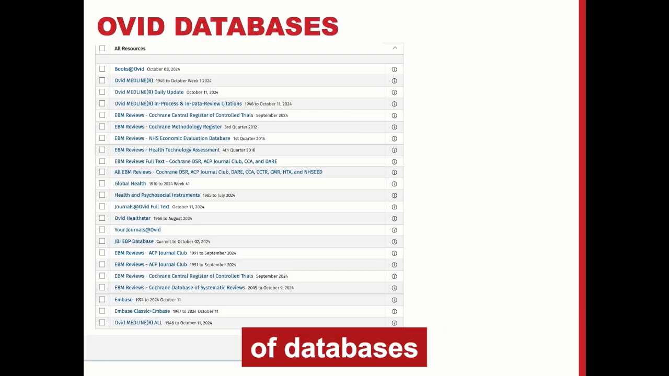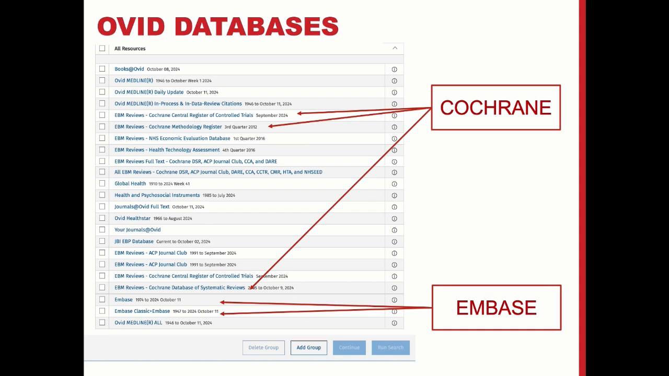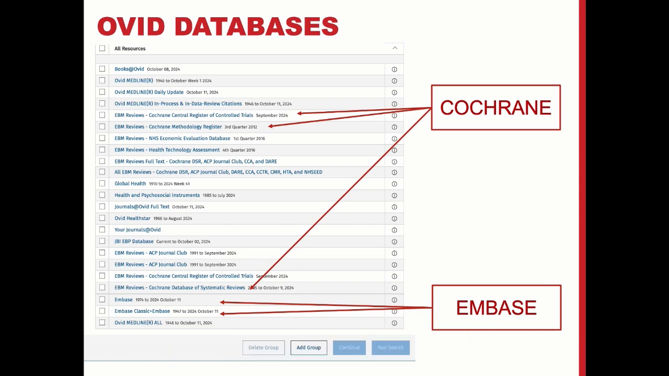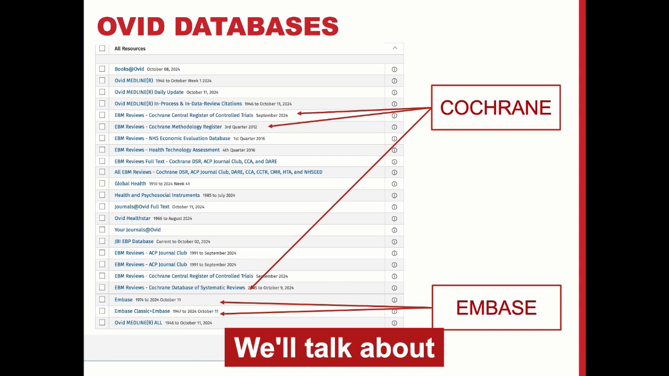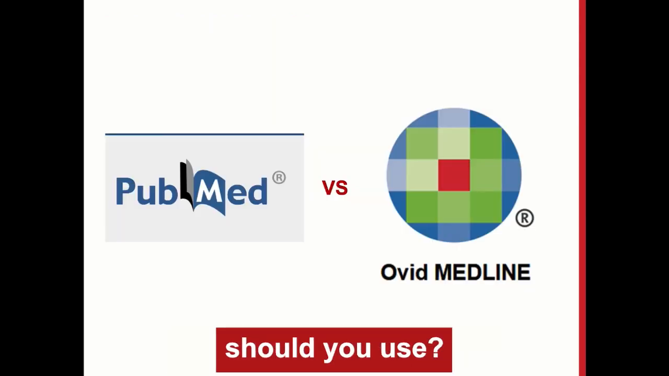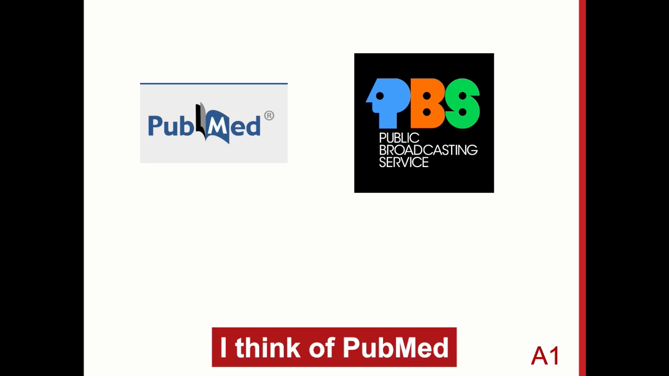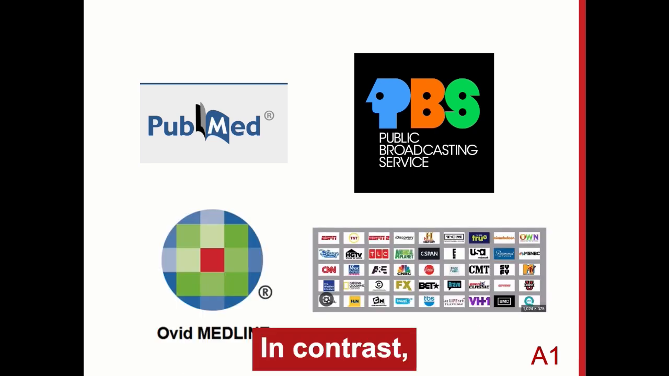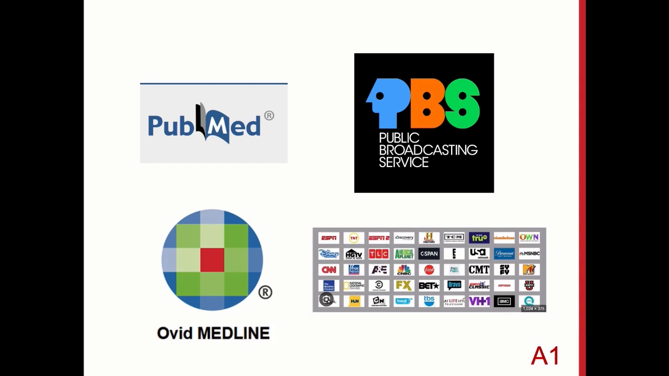This is a list of databases available through Ovid. I just want to point out the databases of the Cochrane collaboration and Embase. We'll talk about these shortly. So which search engine should you use? I think of PubMed as analogous to the public broadcasting system. In contrast, Ovid Medline is premium cable television.